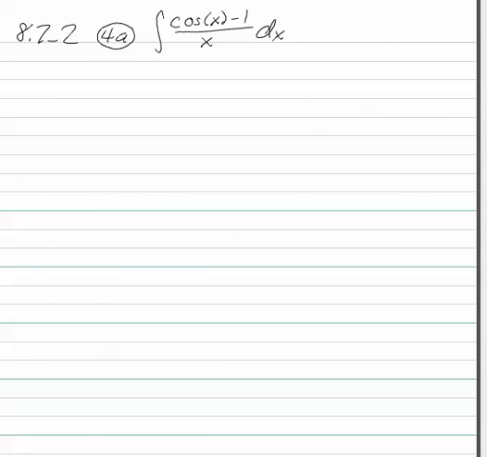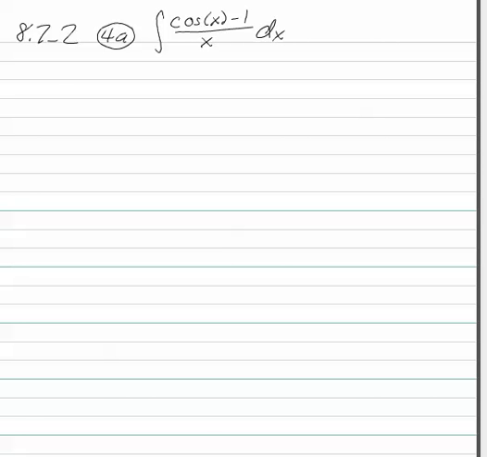Okay, integrating functions that we couldn't integrate nicely. If you were to split this integral up, you would have cosine x over x minus 1 over x, and you can integrate 1 over x, but cosine x over x doesn't work so nicely. So we're going to try to use Taylor series to do this.